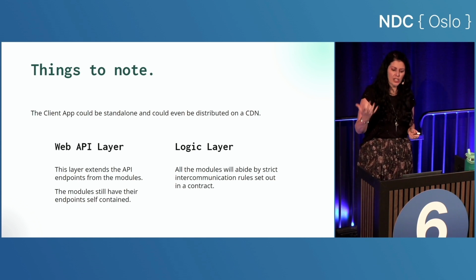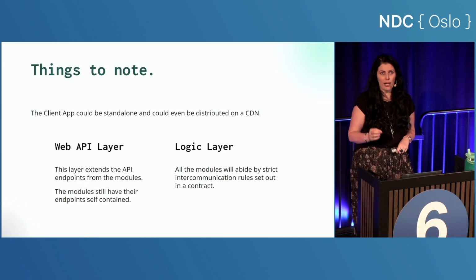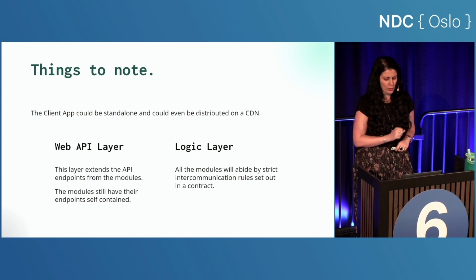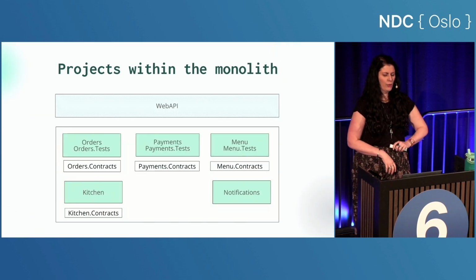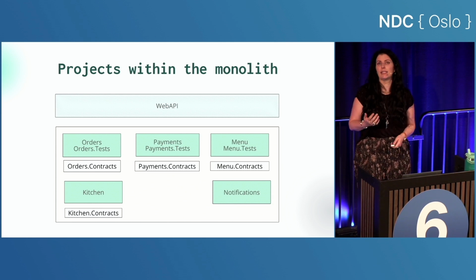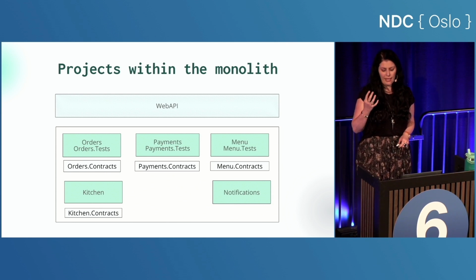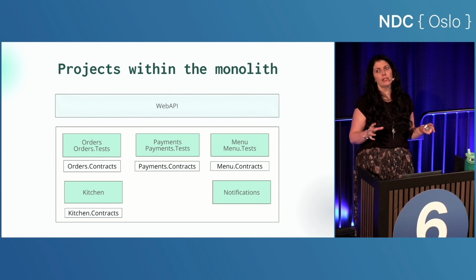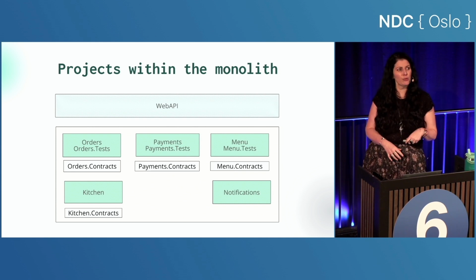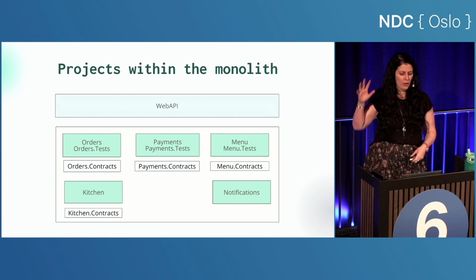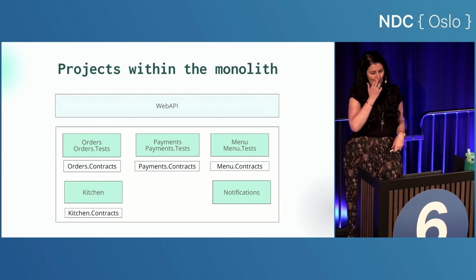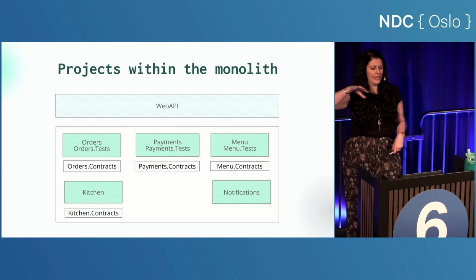Then we have our logic layer that sits underneath that, and that's where all of our modules sit. And they are going to abide by strict intercommunication rules set out in a contract. See, we're getting very forceful with our language now. So we have a lot of projects within this monolith. And that's because the way that we can enforce modularity in .NET is with our assemblies, our csproj files, okay? So we have all of these projects. And you can see that web API is the glue across them.